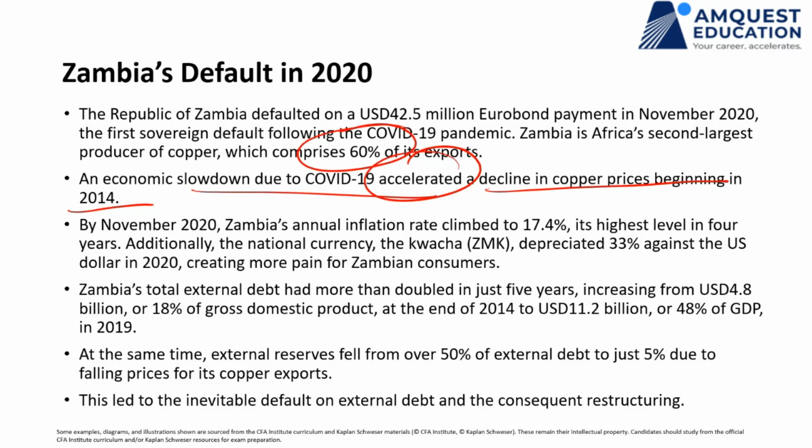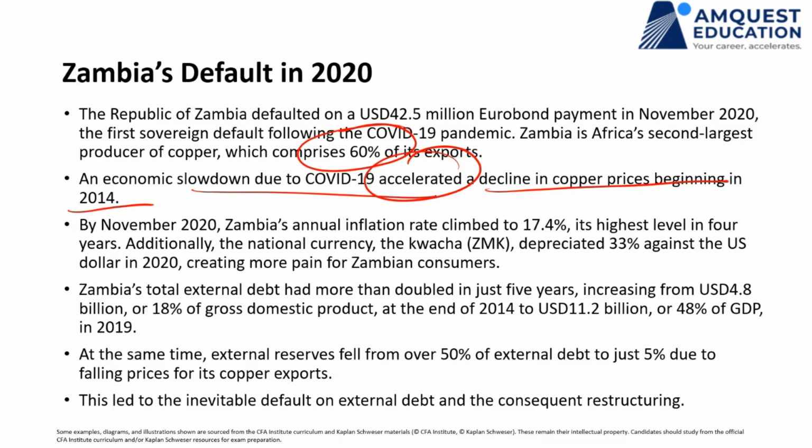By November 2020, Zambia's annual inflation rate climbed to 17%, its highest level in 4 years. Additionally, the national currency kwacha depreciated 33% against the US dollar in 2020, creating more pain for Zambian consumers because it becomes expensive to get some of the products. It's like the rupee depreciating, right? When you say kwacha depreciating 33% against USD, it may not fit very well in our brains at times, but I think what is happening with the rupee is exactly the same.